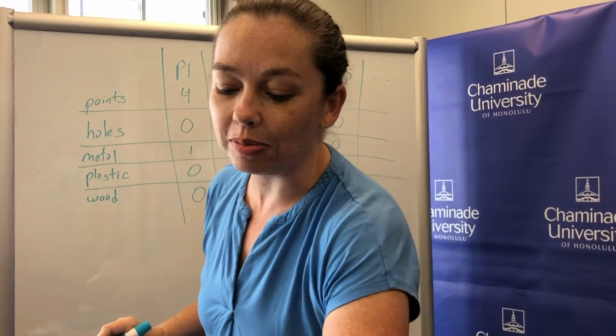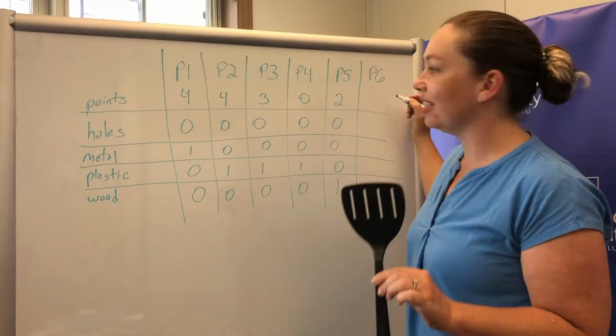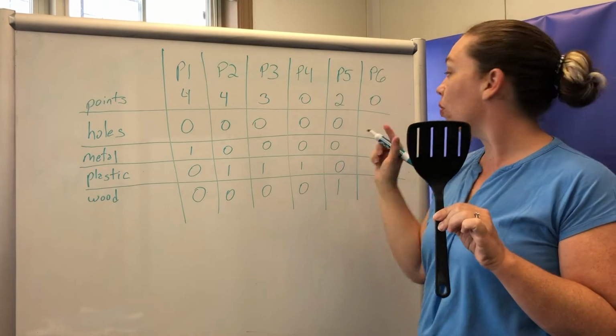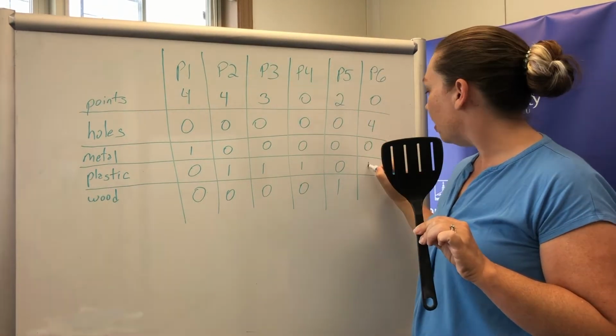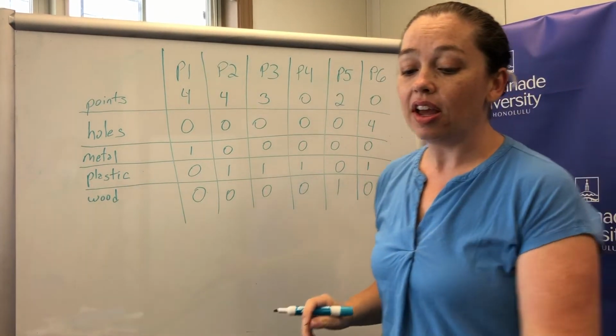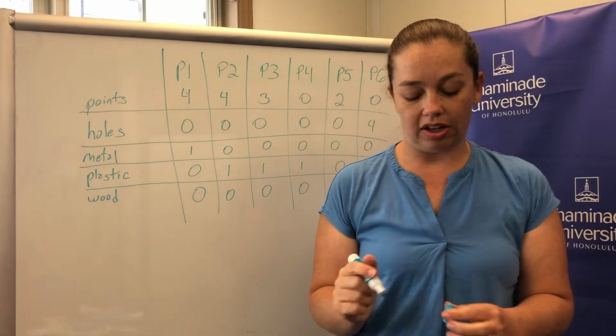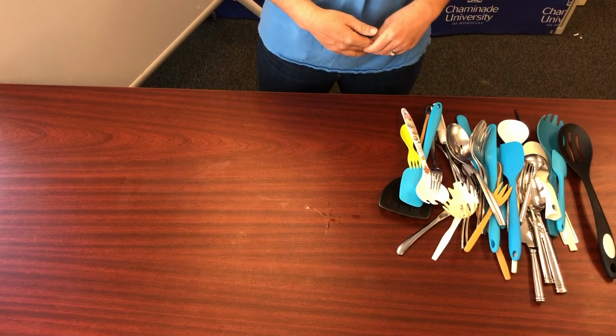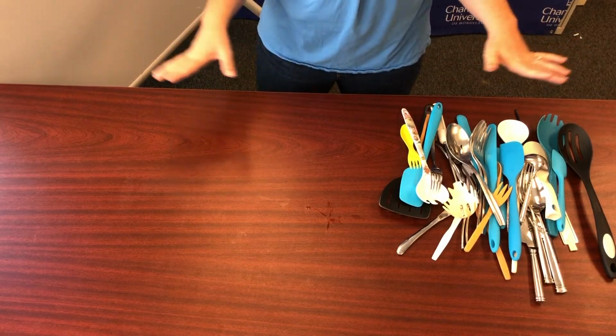And let's do one more so that we get something with some holes. P6. So this again has no points, but it has 1, 2, 3, 4 holes. It's not metal, it is plastic, and it's not wood. And we could keep going through this whole set of silverware that I have in front of me, but we're going to stop here.